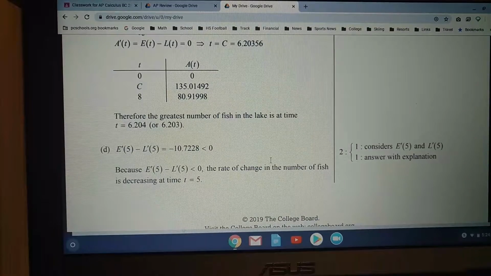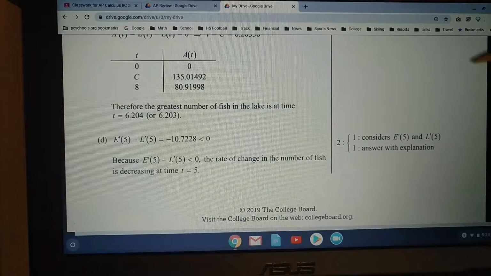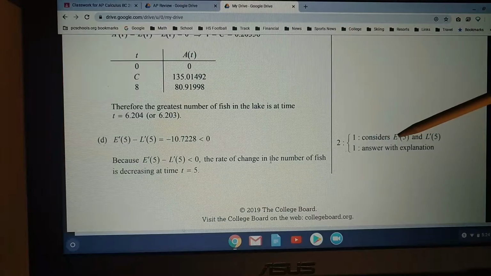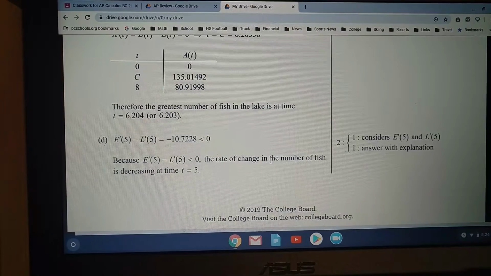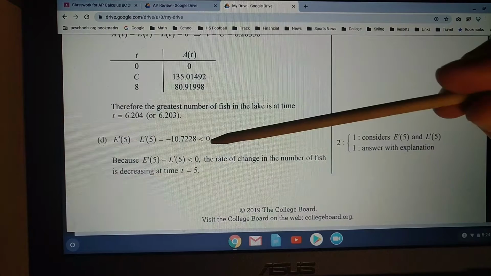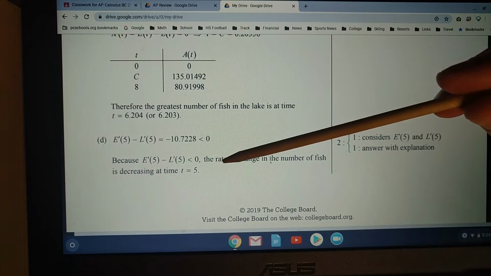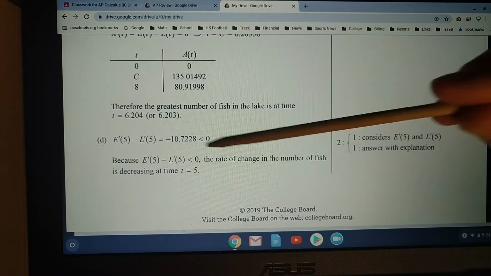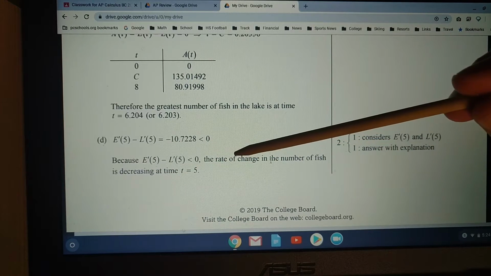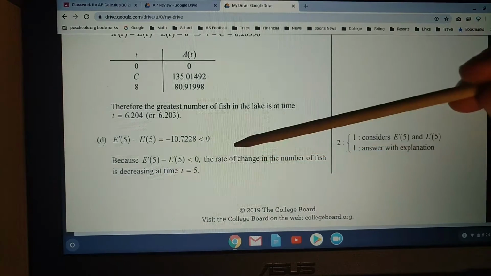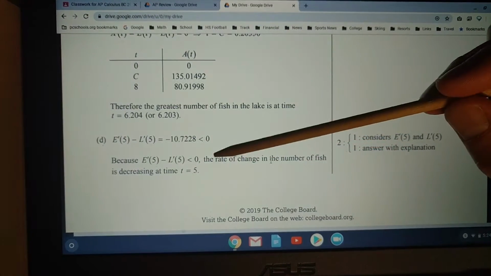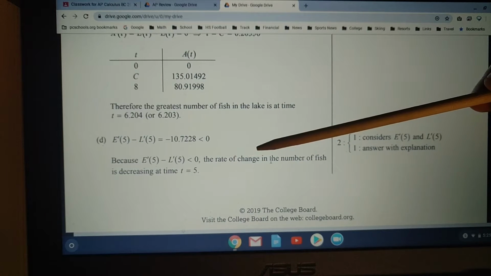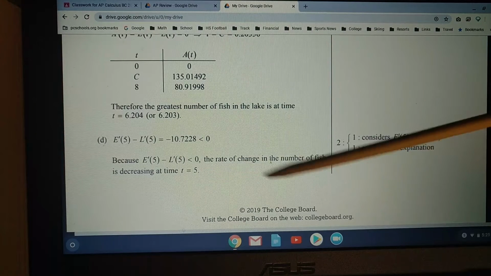Part D is worth 2 points. So the first point's a very soft one. If you understand you must look at the derivative of E at 5 and the derivative of L at 5, you get a point. Pretty straightforward. This is the part where you have to be careful, because when you are explaining this, you must explain that the rate of change in the number of fish is decreasing. It's not that the number of fish is decreasing, because this gives you the rate of change of the rate of change. So you could say that the rate of change in the fish is negative. That would also work.